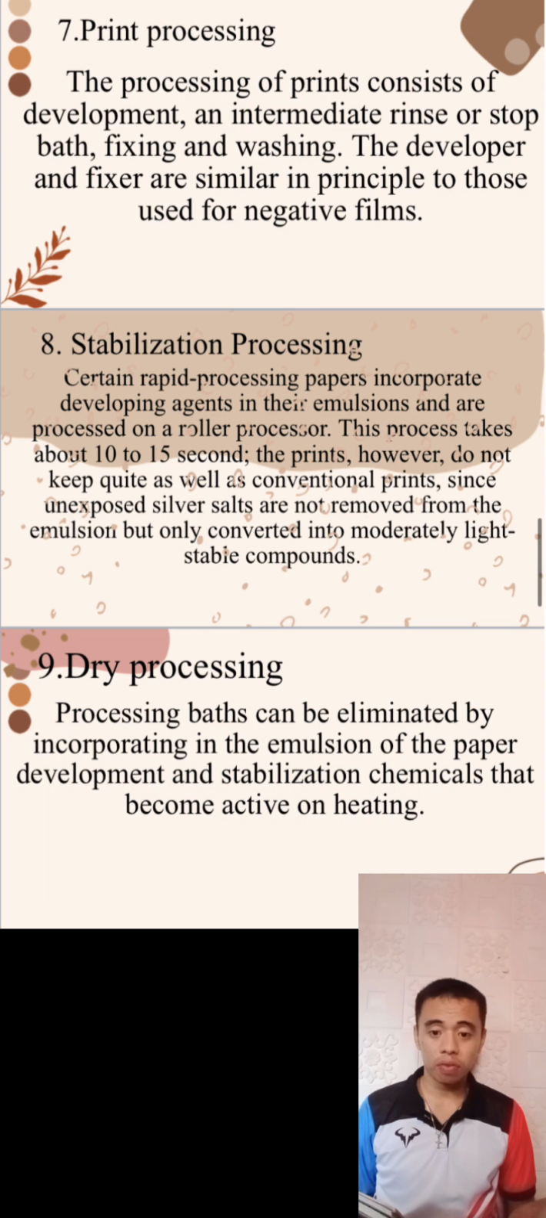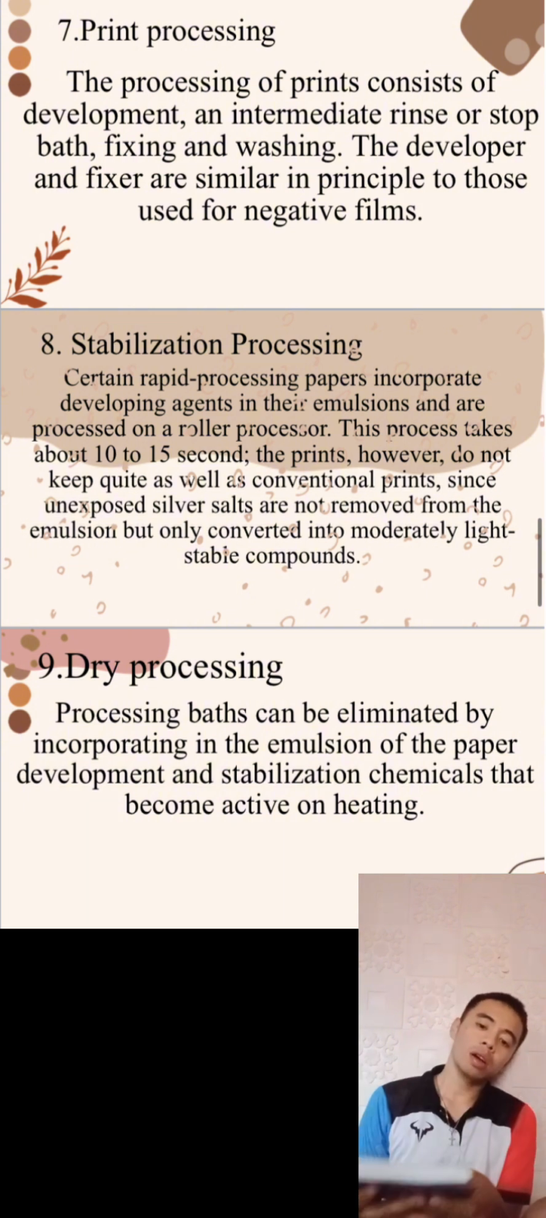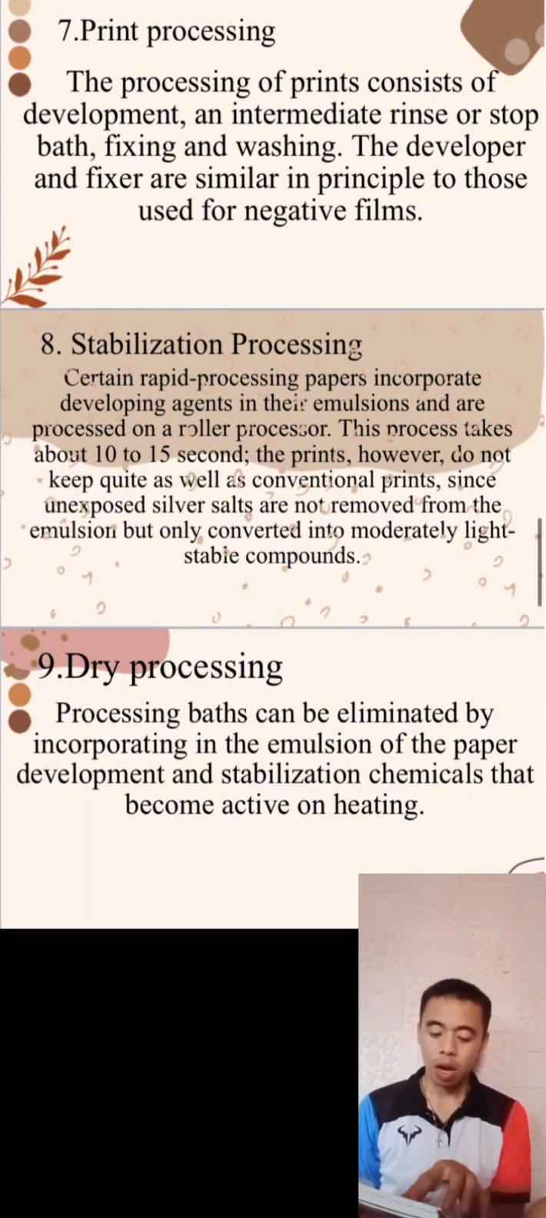The prints, however, do not keep as conventional prints since unexposed silver salts are not removed from the emulsion but only converted into moderately light stable compounds. Stabilization processing uses a roller processor to process papers that have developing agents in their emulsion.